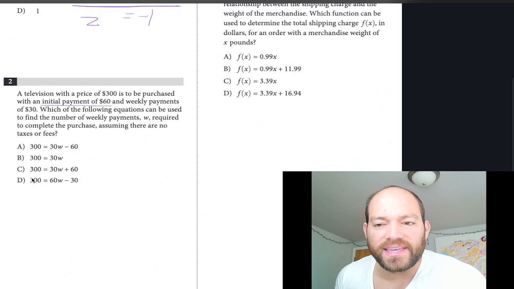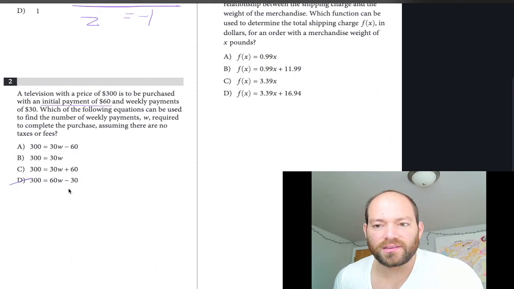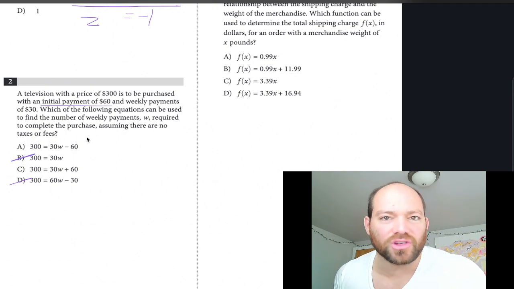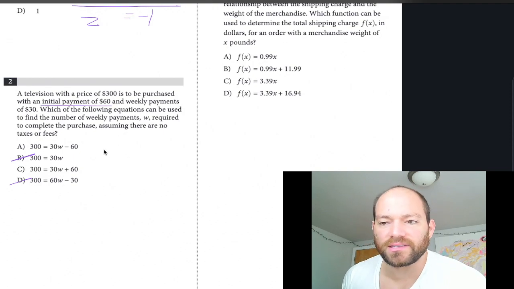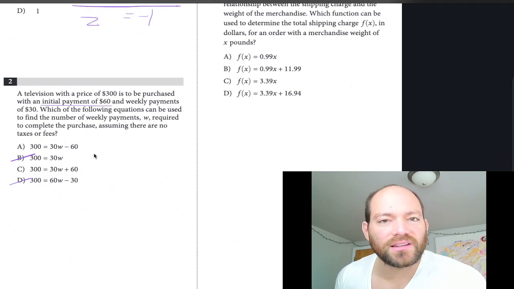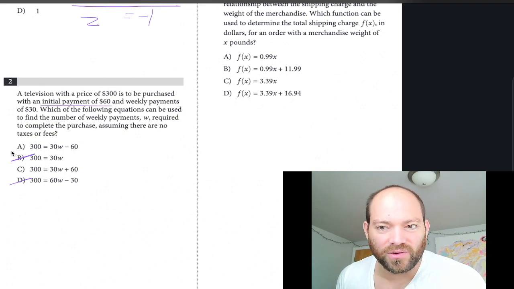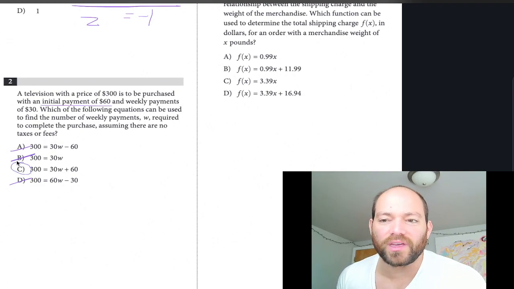So we can get rid of d, right? Because, look, it's 60w, that's being a slope. We can get rid of b because the 60 is not even mentioned there. Now let's see. Oh, and they said it was an initial payment of $60, didn't they? They didn't say it was an initial payment of -$60, so we can get rid of the a as well. I guess c is our only option.